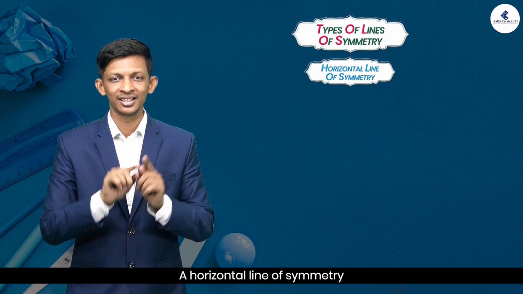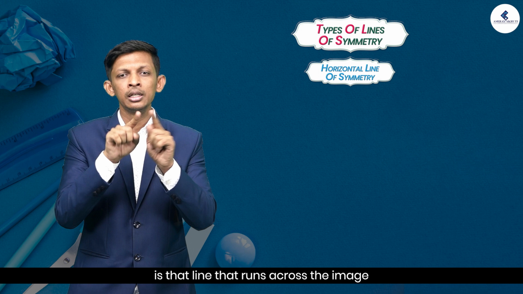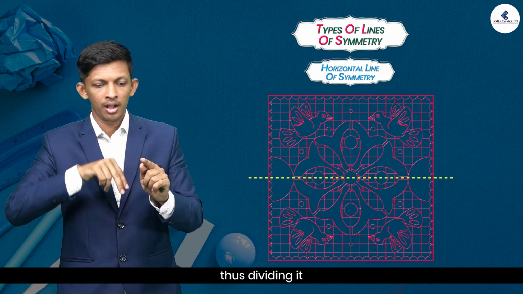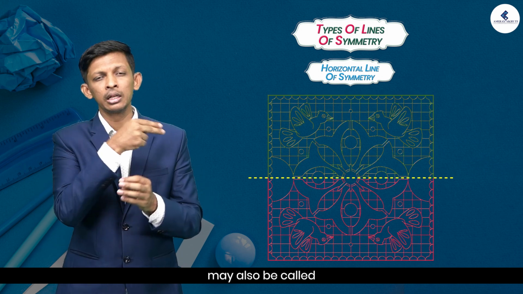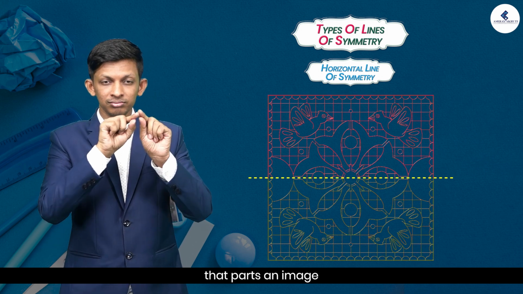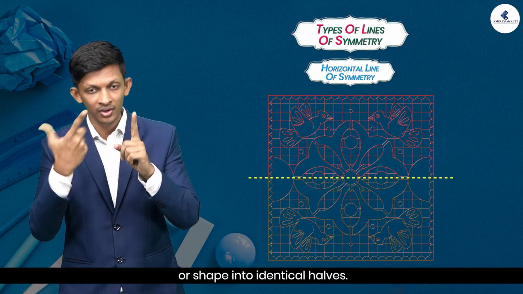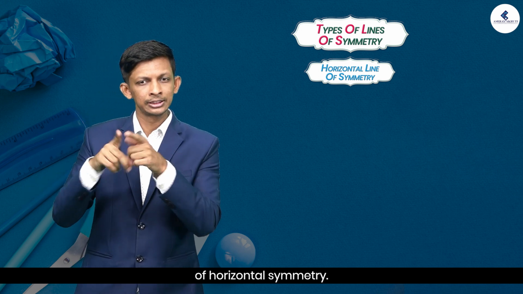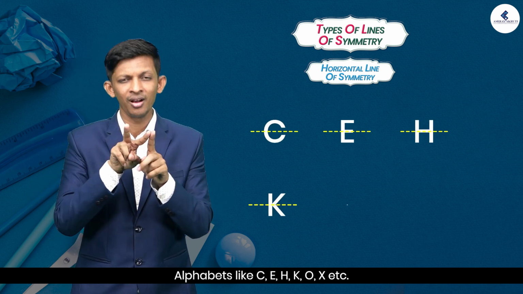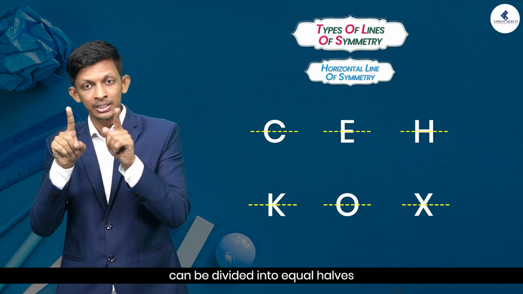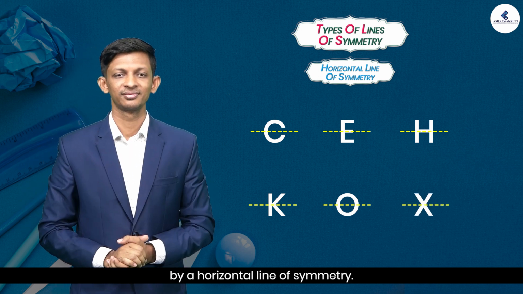Horizontal line of symmetry. A horizontal line of symmetry is that line that runs across the image, thus dividing it into two identical halves. This line may also be called a sleeping straight line that parts an image or shape into identical halves. The English alphabets also are a good example of horizontal symmetry. Alphabets like C, E, H, K, O, X, etc. can be divided into equal halves by a horizontal line of symmetry.